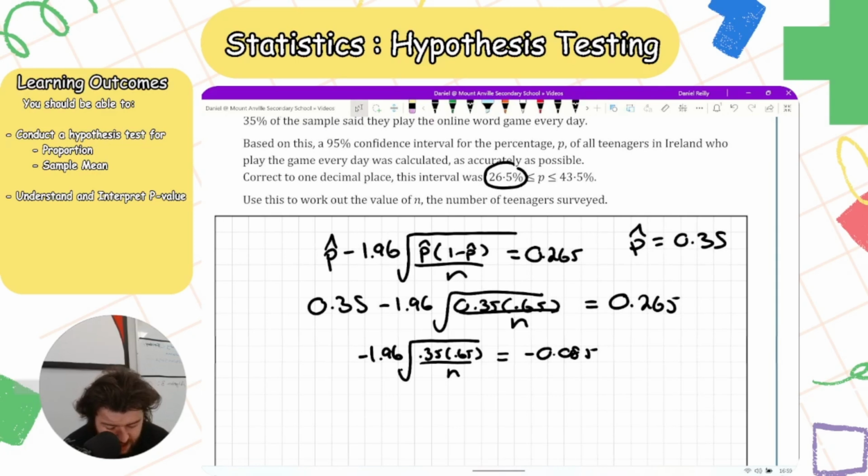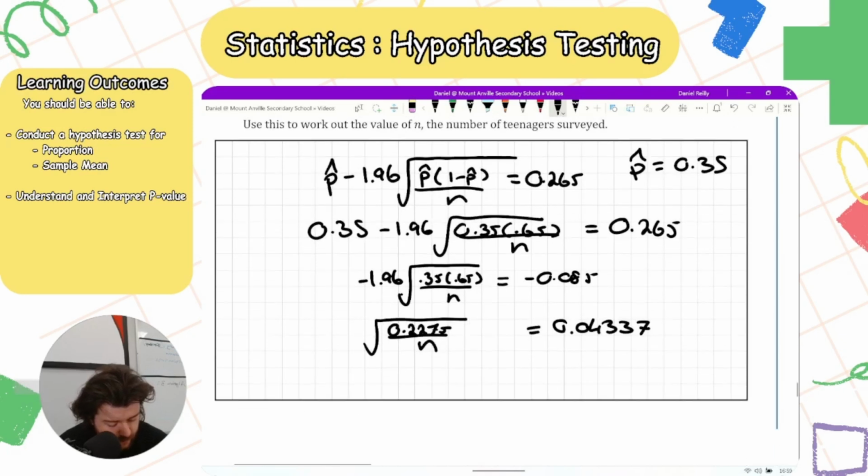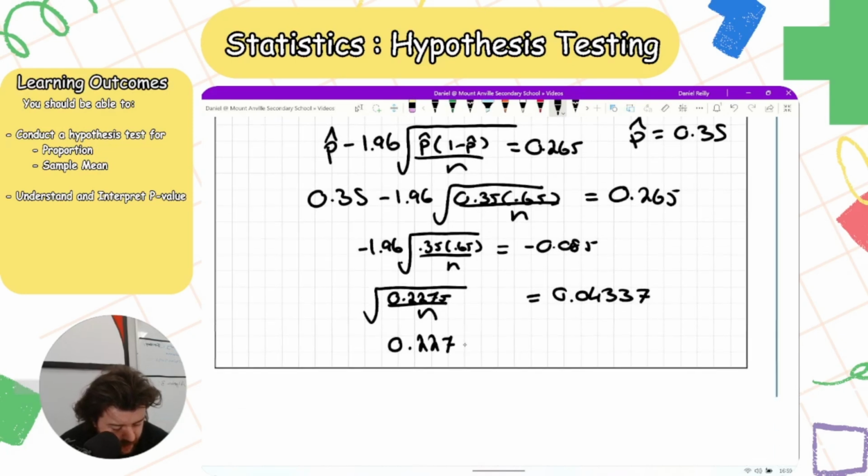Divide both sides by minus 1.96. And I get here the square root of 0.35 times 0.65, 0.2275, all over n is equal to this, 0.04337. Square both sides. So 0.04337 squared. So 0.2275 all over n is equal to 0.001881.